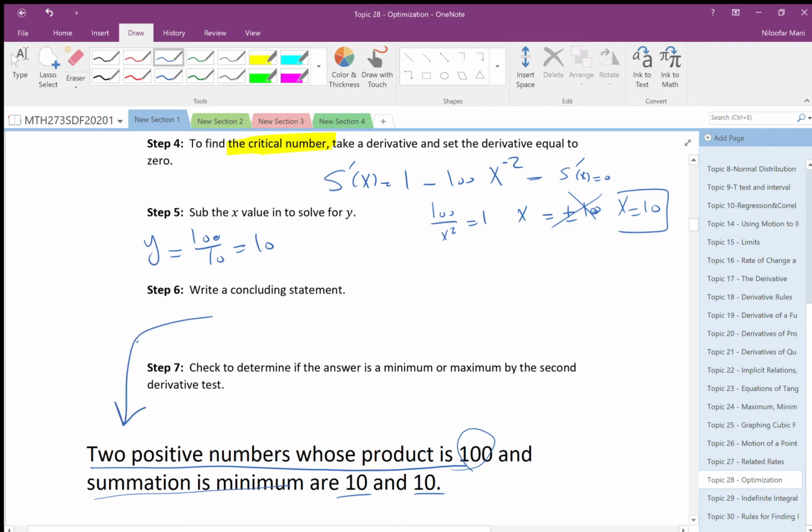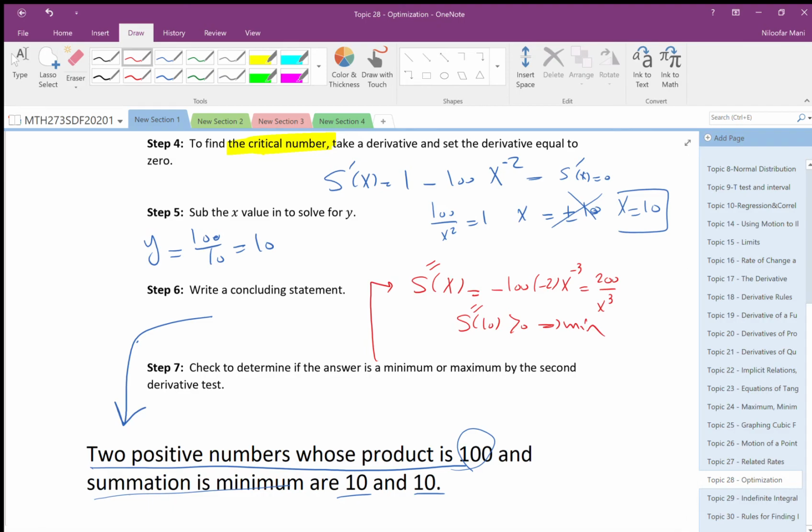So yes, you can write the statement here. Also, before I do that, I have to check if this is really a minimum. How? I have to do the second derivative. Look at this. The second derivative is minus 100 times minus 2 x to the power minus 3, which is 200 divided by x cubed, and this at 10 is positive. Yes, I have a minimum for sure. When the second derivative is positive, I have a minimum.